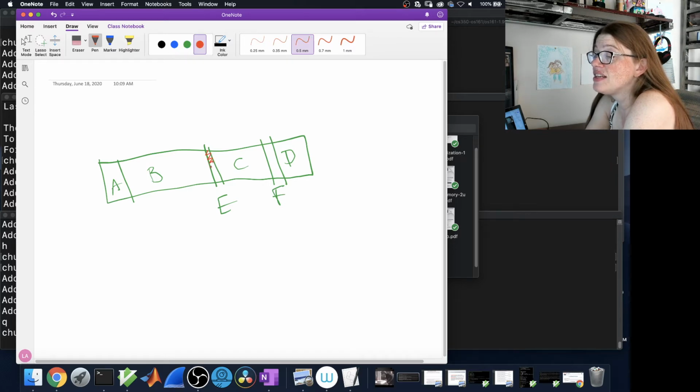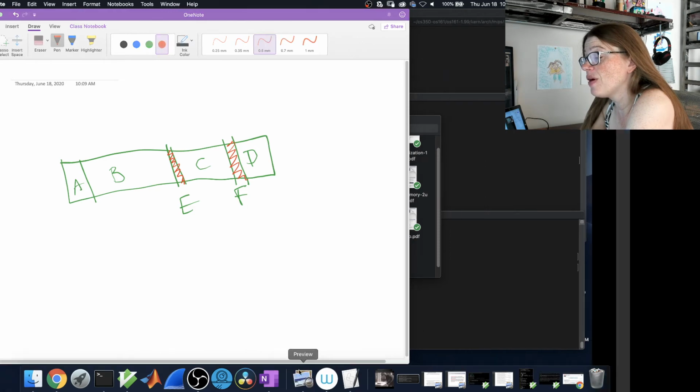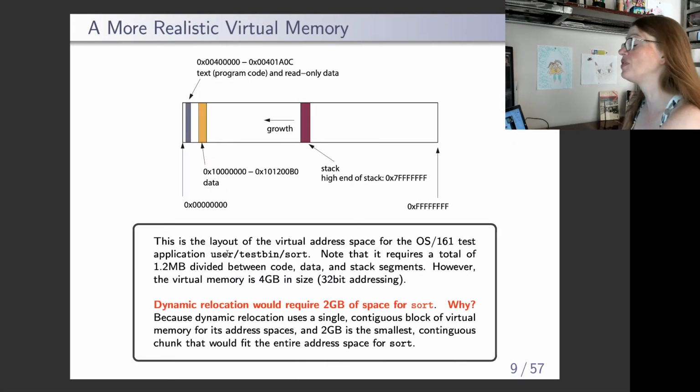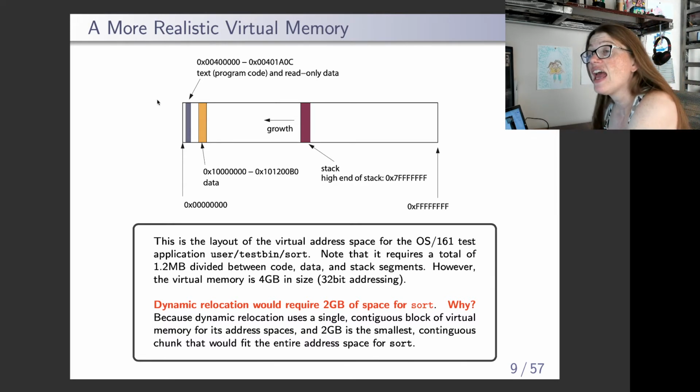And let's say we want to load a new program, and technically E plus F would fit the program, but because they're not contiguous, we can't actually allocate them. So this is external fragmentation. And the other problem with using a real address space, aside from reducing our degree of multiprocessing, is that we end up with internal fragmentation, because we've got large gigabytes of memory inside the address space which we're not using and nobody else can use.